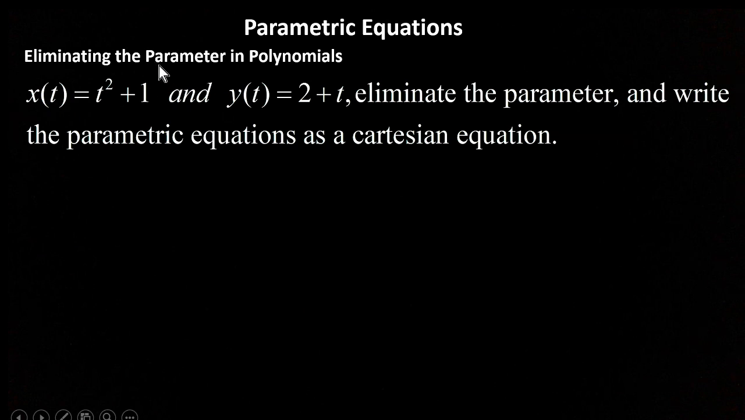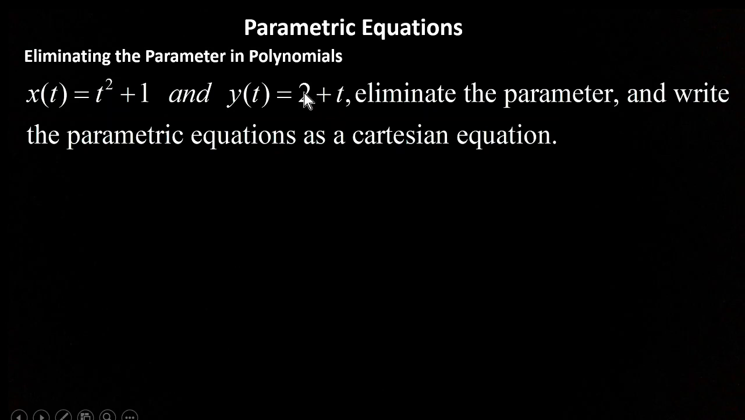Eliminating the parameter in polynomials. So suppose we are given two parametric equations. Now we want to eliminate the parameter and write the parametric equations as a Cartesian equation. So we want to go back to an xy equation. How do we do that? Well, to do that, you have to look at the equations and see if you can solve for t in one of them and substitute it in the other one.